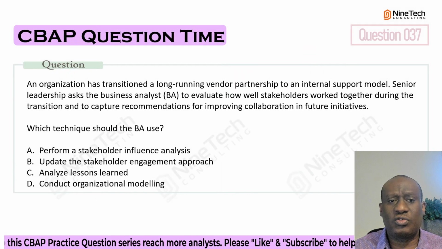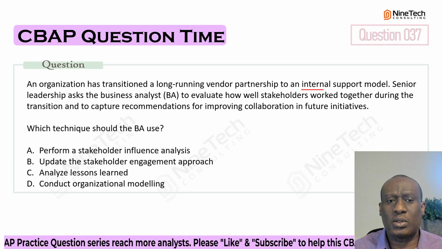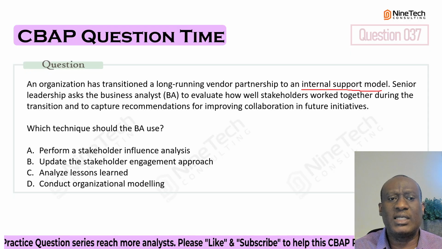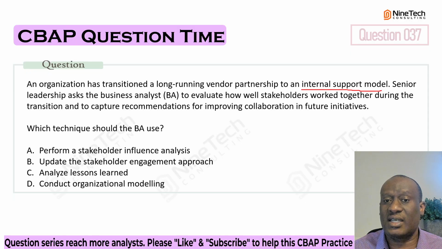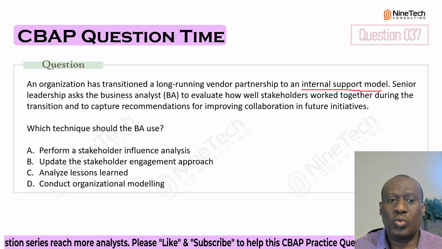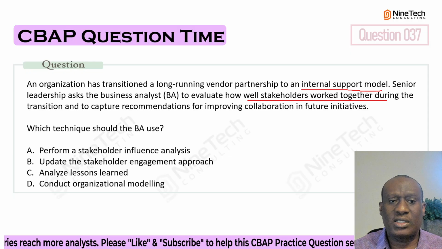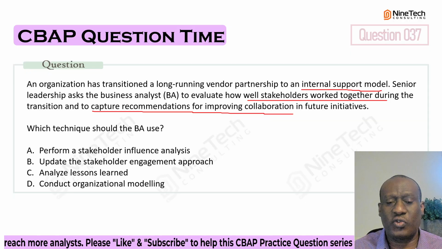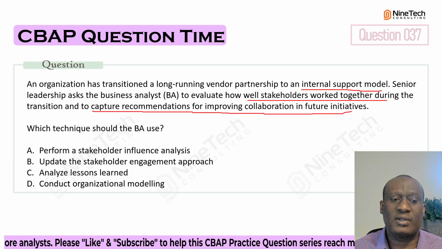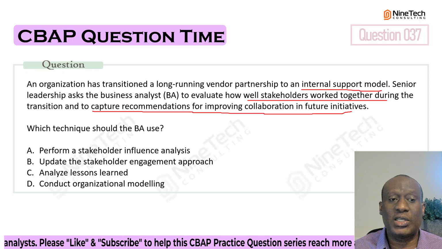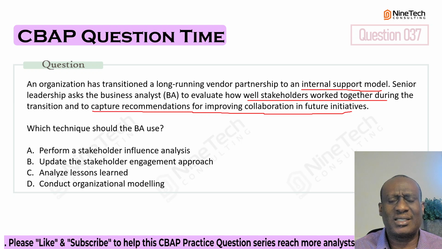An organization has transitioned a long running vendor partnership to an internal support model. Okay. Senior leadership asks the business analyst to evaluate how well stakeholders work together during the transition. So the BA needs to assess how well stakeholders work together during the transition and capture recommendations for improving collaboration in future initiatives. What technique should the BA use? Perform stakeholder influence analysis. Not really.